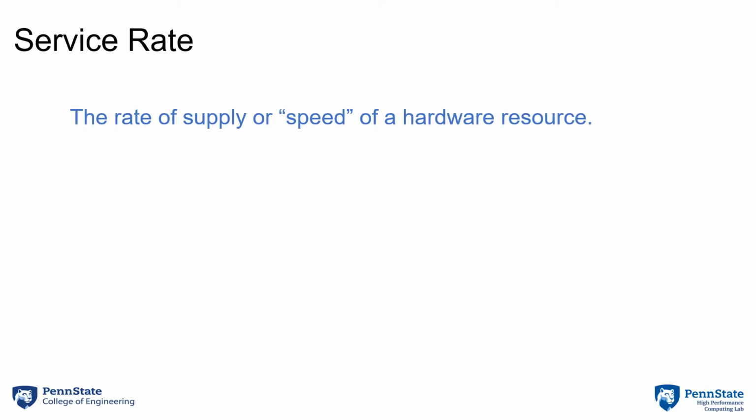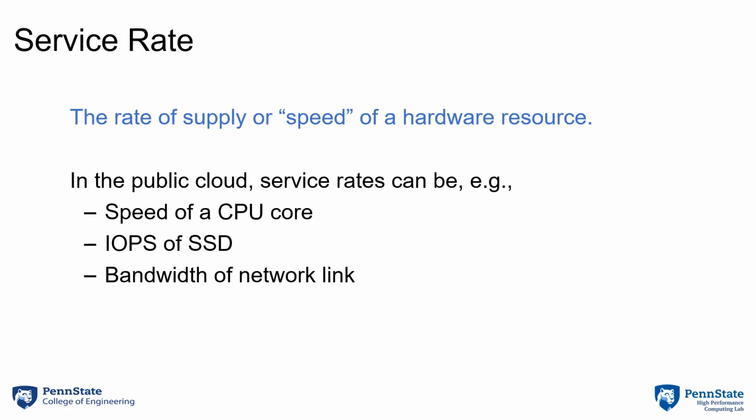The service rate can be informally defined as the speed of a hardware resource. Some examples of service rate can be the speed of a CPU core, IOPS in an SSD, or bandwidth of a network link. The service rate can be defined with various units.